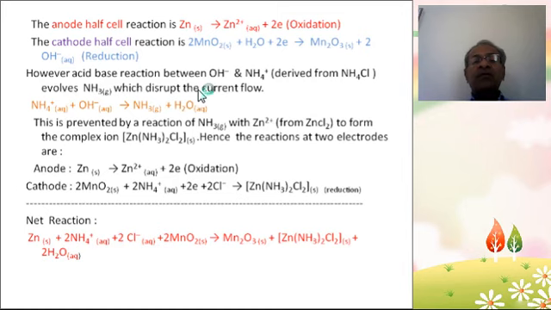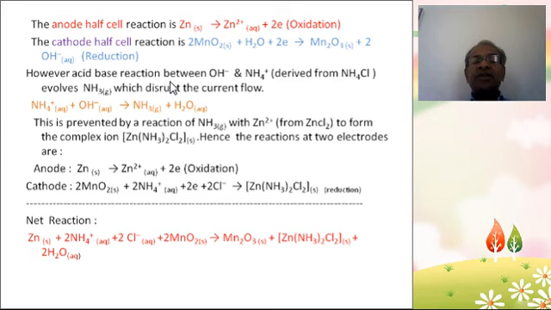Now let us focus on the anode and the cathode reactions. The anode half cell reaction occurs like this: zinc gives rise to Zn2+ plus 2 electrons. At the cathode, what happens here? The manganese dioxide, which is present in the electrolyte, takes up the electrons in the presence of water to form manganese trioxide along with the formation of hydroxyl ions.